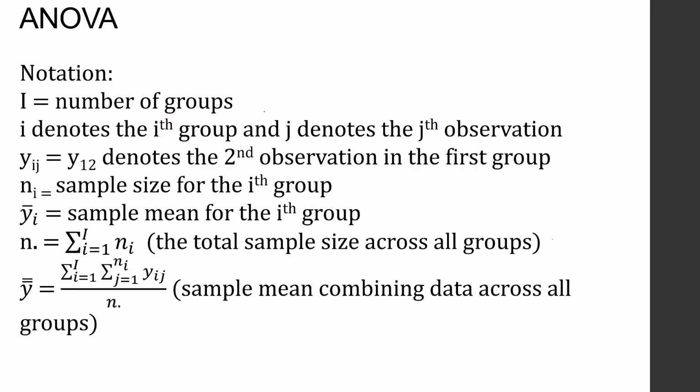Now we've got to get some hairy notation out of the way. We're going to let capital I denote the number of groups. In our example with the number of stations, we have 4, so I would be 4. Little i denotes the ith group, and little j denotes the jth observation. So y_ij, if it's y12, denotes the second observation in the first group. n sub i is the sample size for the ith group. y bar i is the sample mean for the ith group. n dot is the total sample size across all groups. y bar bar is the overall sample mean combining all data across all groups.